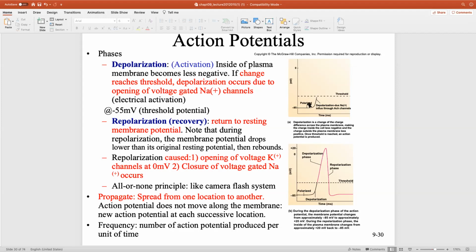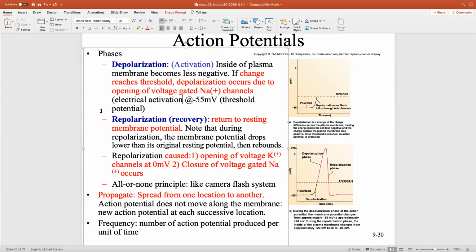sodium's positive charge. So you're adding positive charge. As you add positive charge to something negative, you're making it less negative. So now as sodium goes in, you go from minus 85 to minus 70. As a little bit more sodium goes in, you go to minus 60. And then if enough sodium goes in, usually there is enough, you hit threshold. At threshold then, voltage-gated sodium channels open. That happens at threshold voltage, and threshold voltage always is at minus 55.